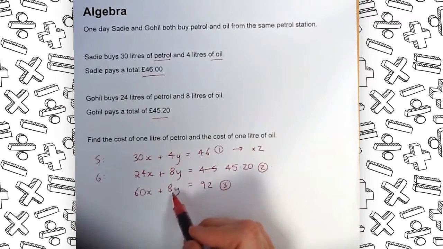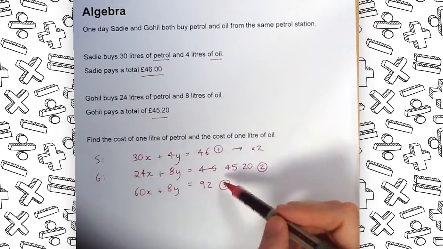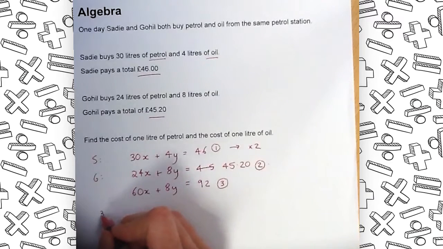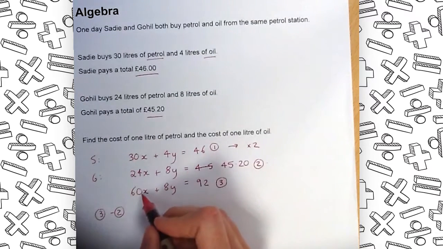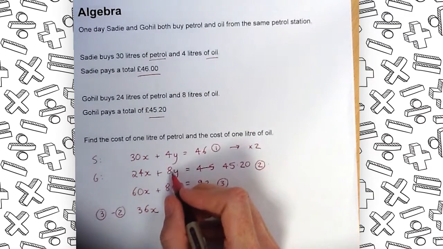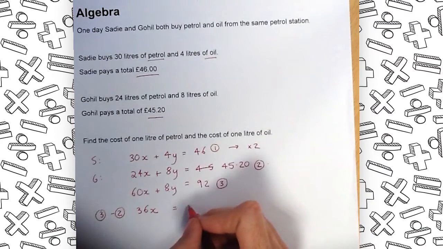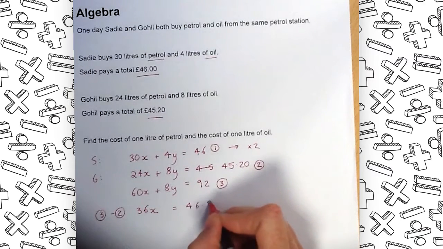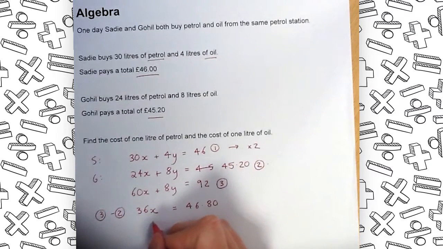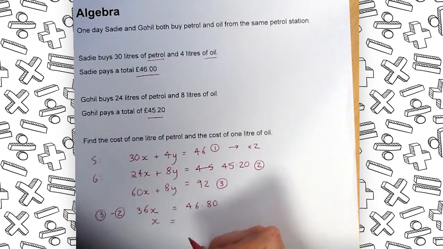Because these are the variables that match and these two signs are the same, we're going to eliminate these variables by subtracting equation 2 from equation 3. So 60x subtract 24x leaves us with 36x, 8y subtract 8y just cancels out, and 92 subtract £45.20 gives us £46 and 80p. Now to find what X costs, what 1 litre of petrol costs, we just need to divide the £46.80 by the 36 to give us that 1 litre of petrol costs £1.30.